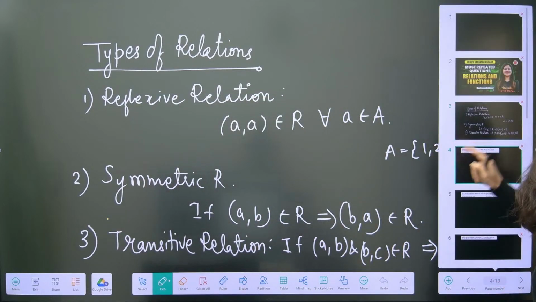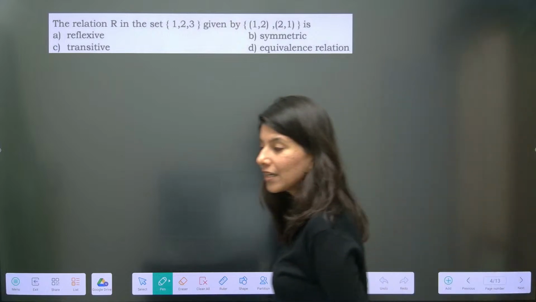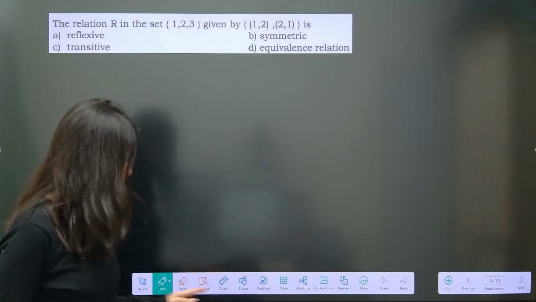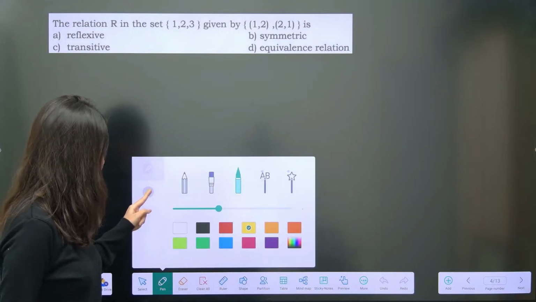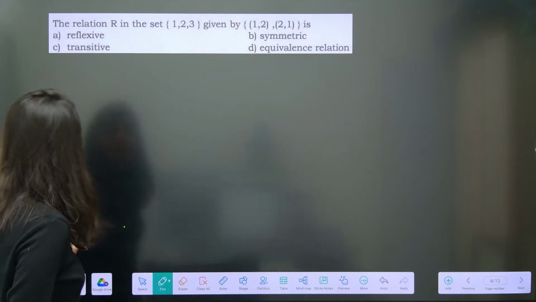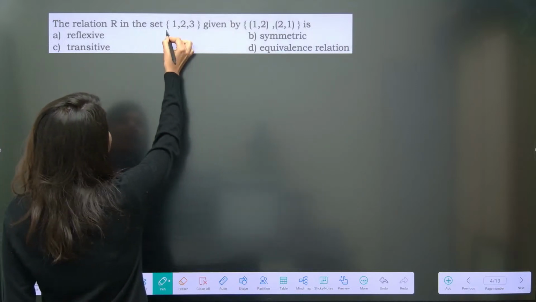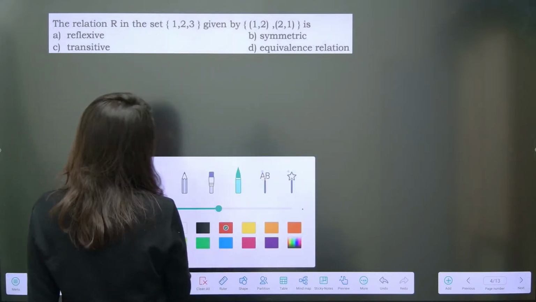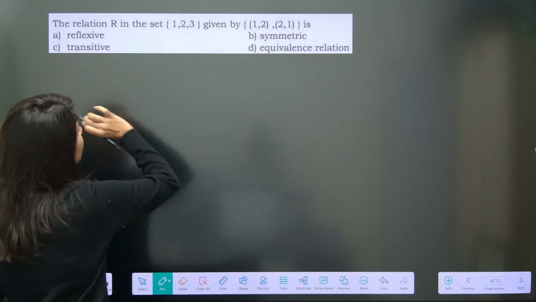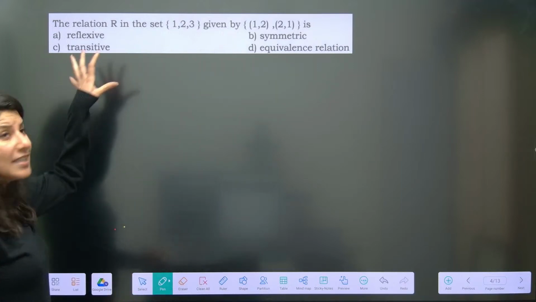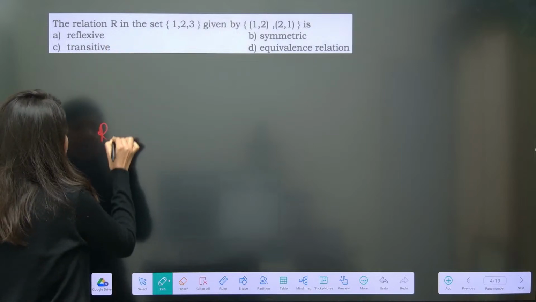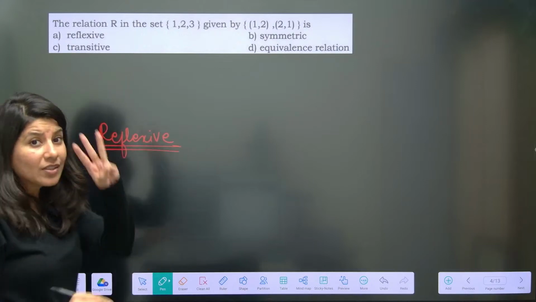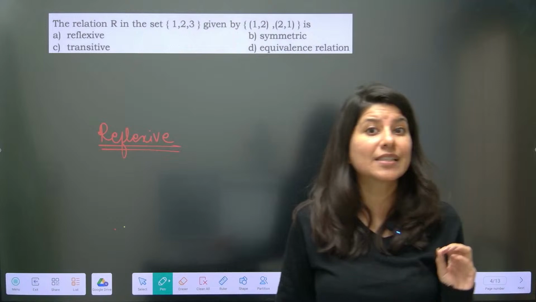If they are clear, I can jump directly to the question which is talking about this relation. This is a 1 mark question, and I would like you to solve it before I attempt it. Okay. So, a relation in the set {1, 2, 3} is given by this. Now they are asking whether it is symmetric, whether it is reflexive or not. Now understand, if you want this relation to be reflexive, you want 3 ordered pairs inside it. What are those 3 ordered pairs?